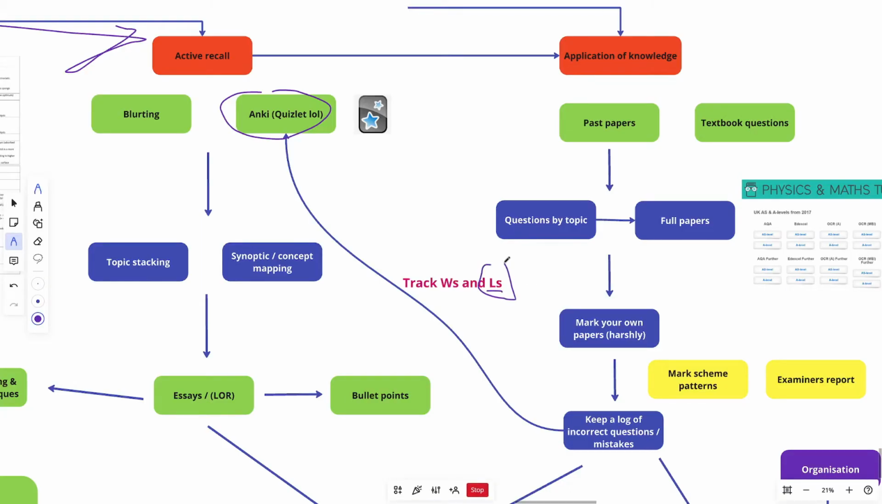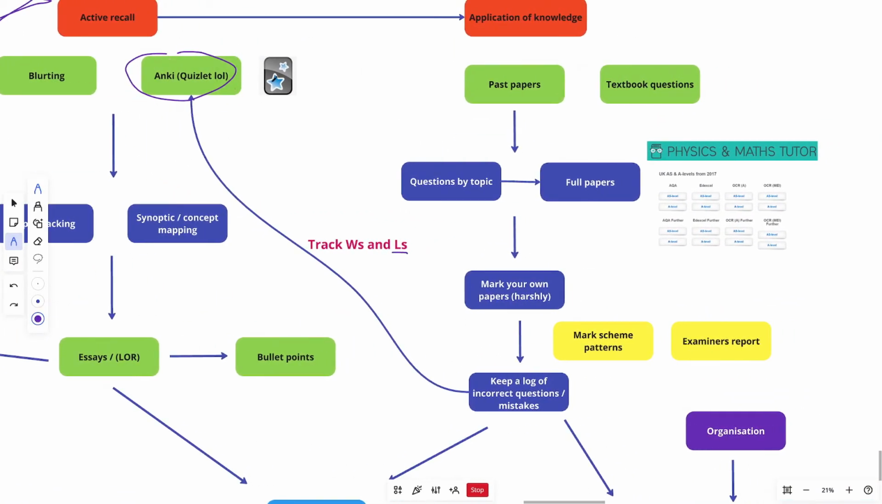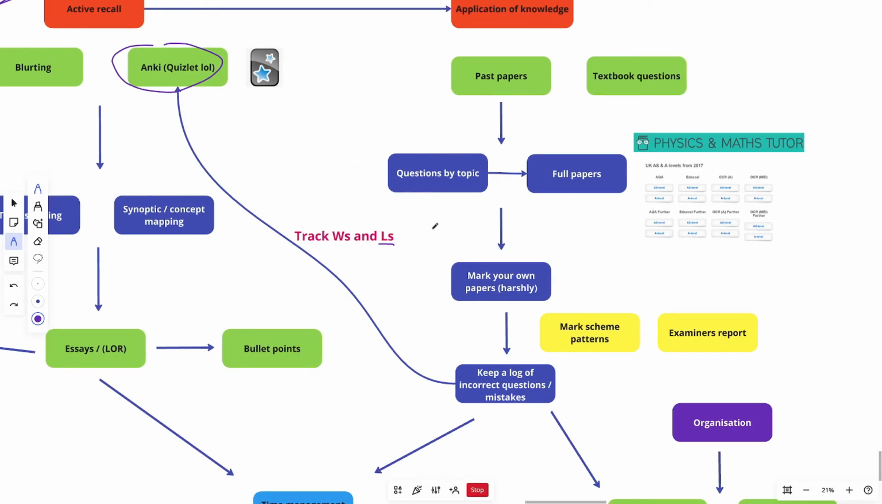So if you're only tracking one thing, track your mistakes, track your L's. You can either do that in a spreadsheet or you can make a flashcard deck that's L's for each topic. And then you would do those until you get them correct.